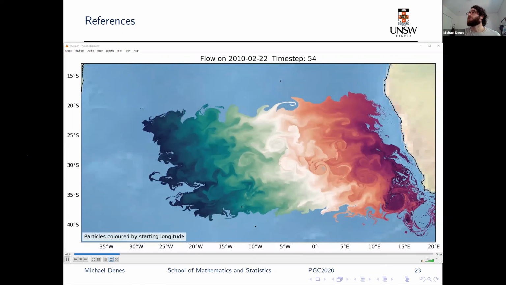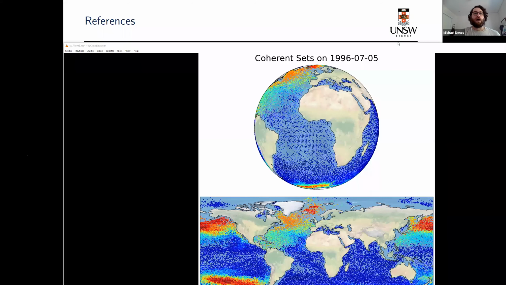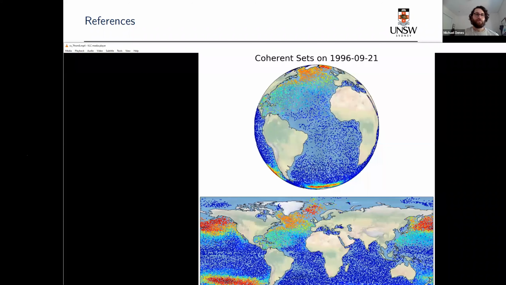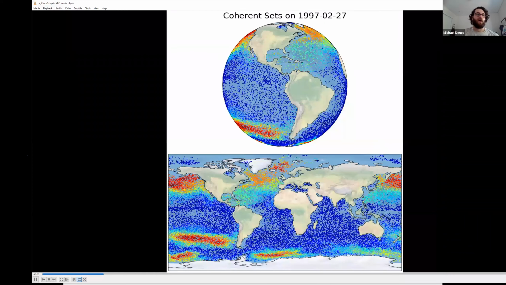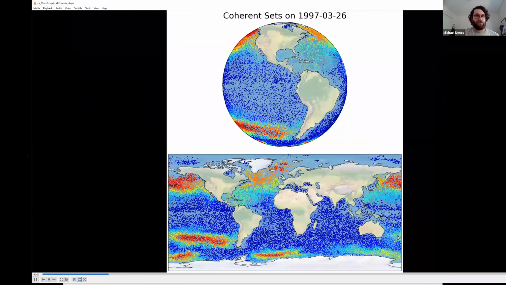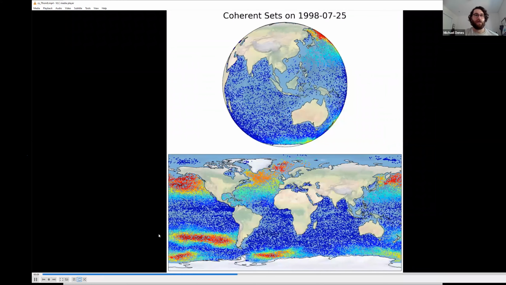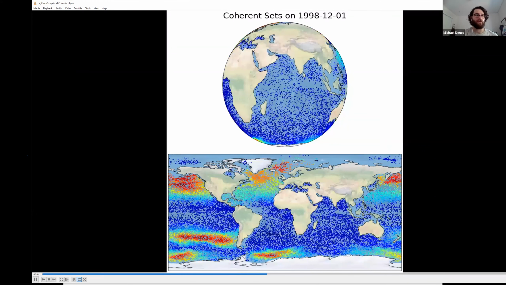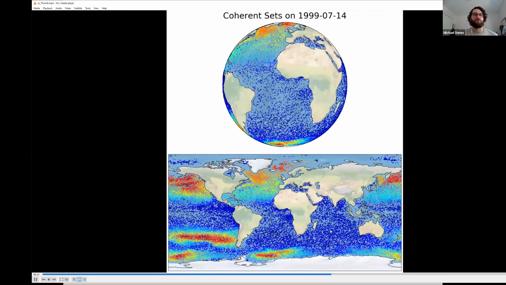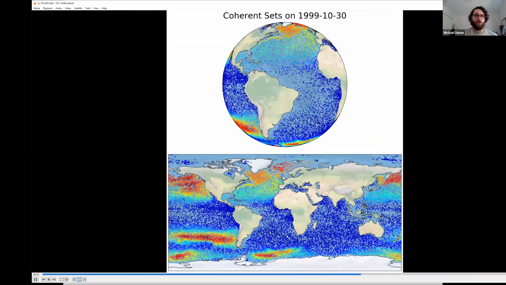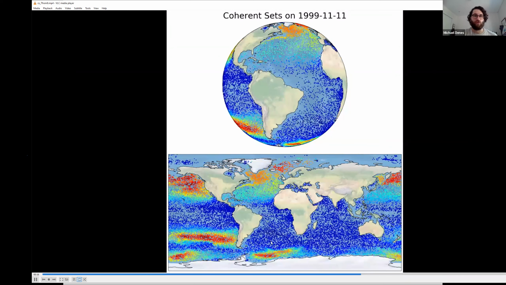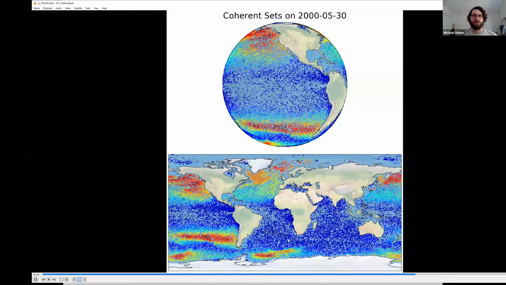I think this is the one I want to show. So these are ocean gyres. This is over a 5-year time period. So our eddies would have definitely decayed by now, but our much larger scale gyres remain coherent for the entire 5 years.